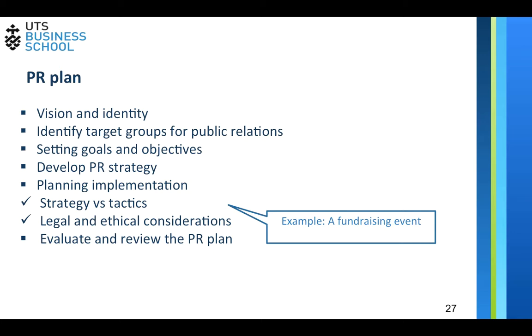After we've made sure that there is an alignment, the next step is to identify the target groups for public relations. Our public relations activities may include various target groups. It could be targeted at the event organizers, media representatives, event attendees, sponsors, funding bodies, suppliers, volunteers. All of these are potentially target groups for the public relations activities we have in mind. Obviously, each group has different communication needs and expectations, and it's important to bear that in mind.